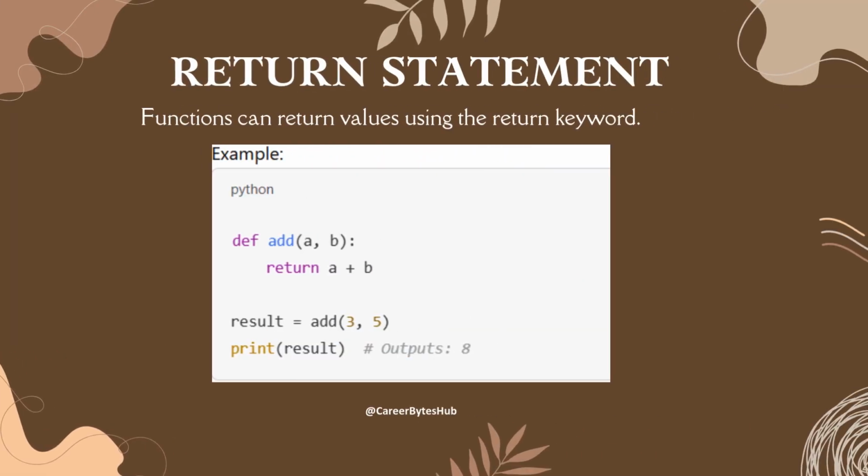The return statement allows a function to send a result back to the caller. For instance, the add function takes two numbers as input, adds them, and returns the result. When we store the output in result and print it, we see the sum, which is 8.